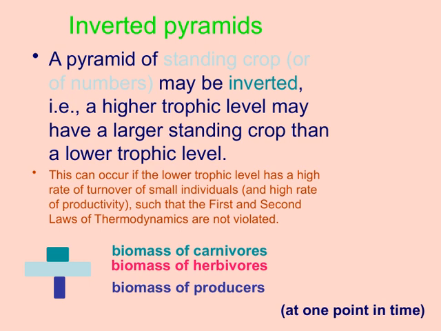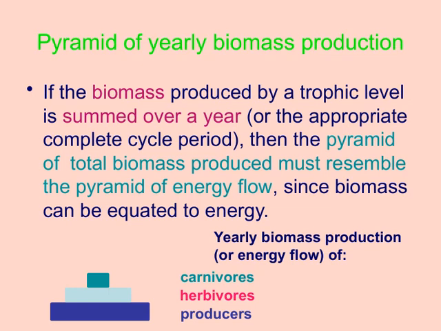It highlights the importance of understanding productivity and turnover, not just standing biomass, when we analyze ecological systems. Let's take a closer look at the pyramid of yearly biomass production. When we consider the total biomass produced by each trophic level over a year or the appropriate cycle, it turns out that the shape of this pyramid closely resembles the pyramid of energy flow. This similarity makes sense because biomass can essentially be equated to energy. So, the amount of biomass produced at each level reflects the energy transferred through the ecosystem.